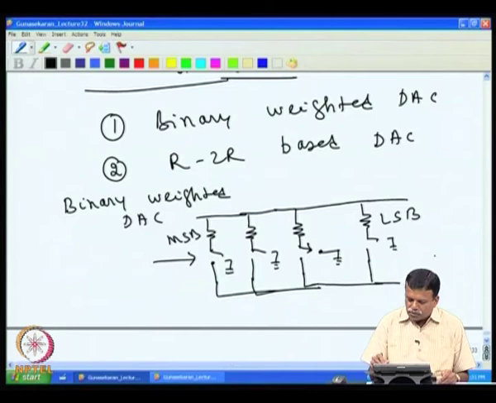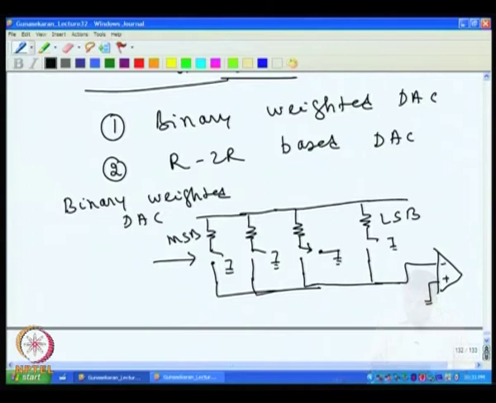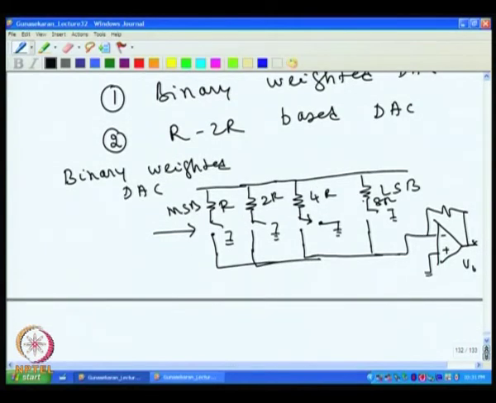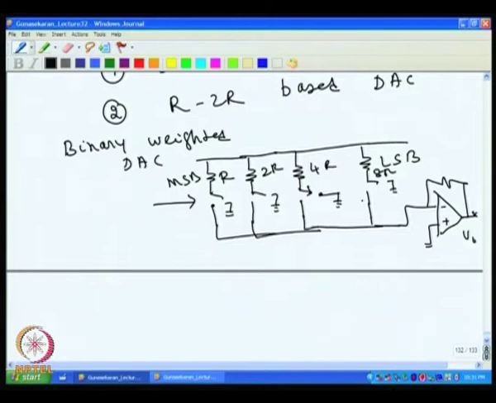Now this output I connect to the op amp, then I put a resistance here, and that acts as the output. For the resistors we take R, then 2R, 4R, 8R. So now these resistors are binary weighted. For example, if this is 1K, I make this one 2K, this 4K and then this one 8K, and the feedback resistance can be any amount, there is no problem.